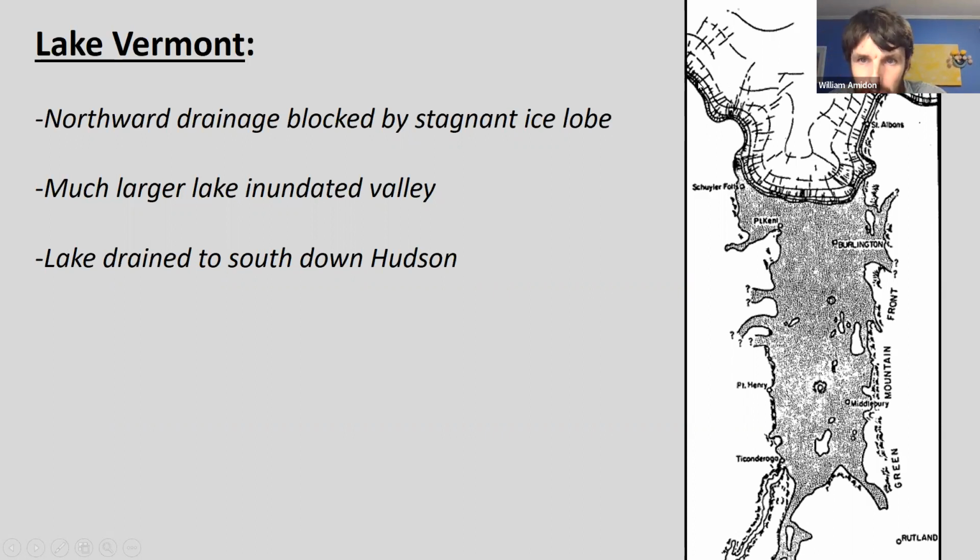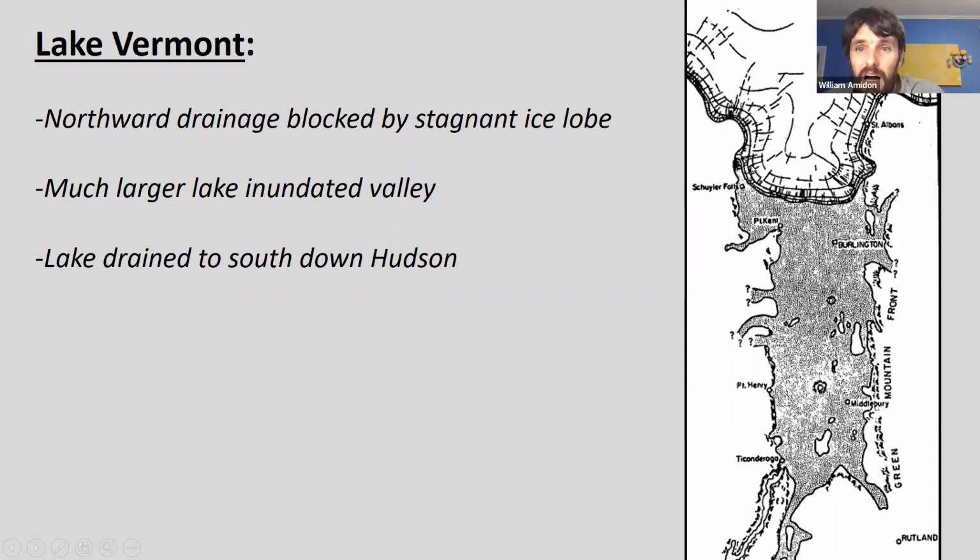So this is the ice margin right here. This is supposed to be ice in this picture. This gray stuff down here is the extent of Lake Vermont. Here's Middlebury down here, if you can make it out. Here's Burlington here. So what happened, right, is currently Lake Champlain drains northward into the St.